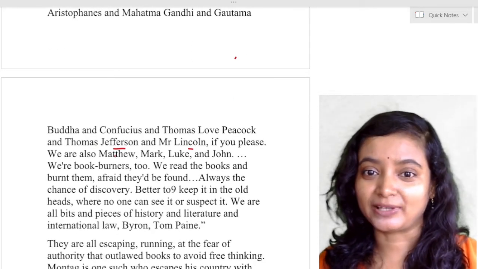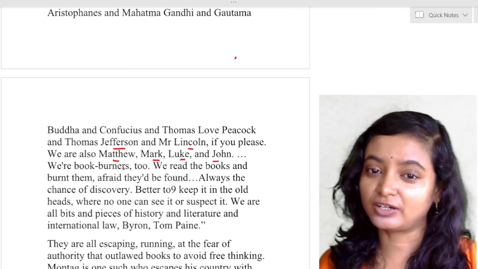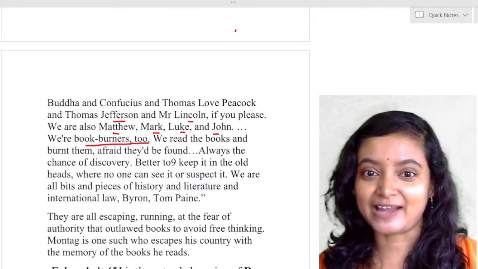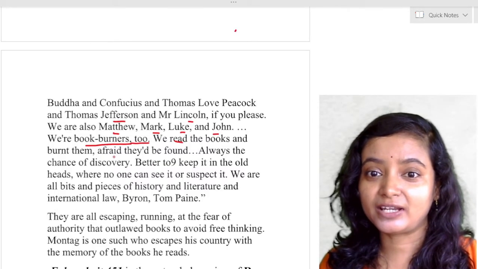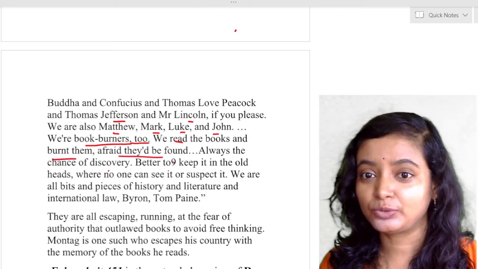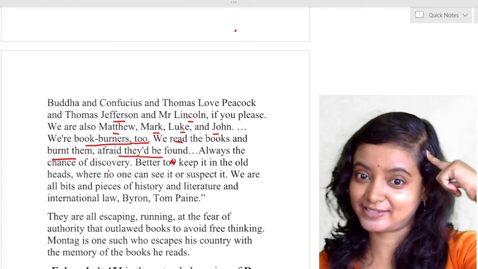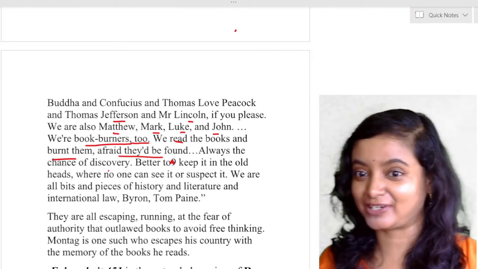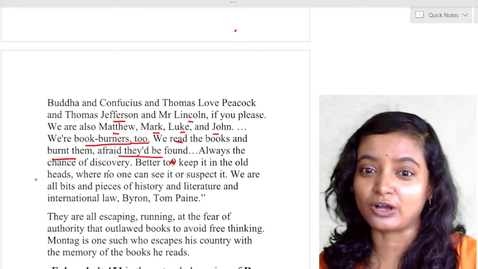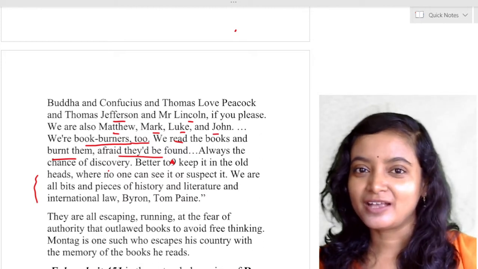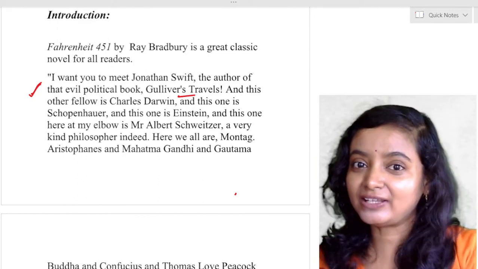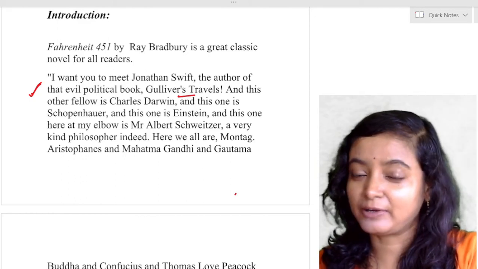We are also Matthew, Mark, Luke, John. We are book burners too. We read the books and burn them, afraid they would be found. Always the chance of discovery. Better to keep it in the old heads, where no one can see it or suspect it. We are all bits and pieces of history, literature and international law. Baron Tom Paine.